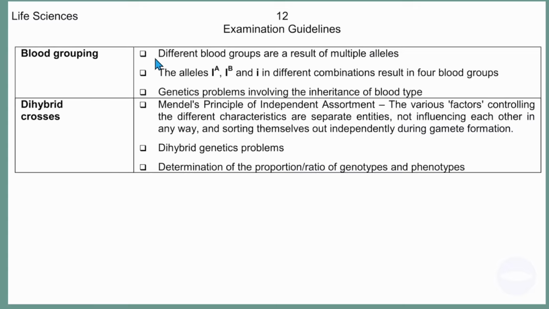I will show the different blood groups or blood types, and then I will solve a problem involving inheritance of blood type. Then in dihybrid cross, I will explain Mendel's principle of independent assortment, and then I will solve one dihybrid genetic problem. In the problem, I will show you the proportion and the ratio of genotype and phenotype that are produced when we solve a dihybrid problem. So this is the content of this video. Without wasting more time, let's get to it.